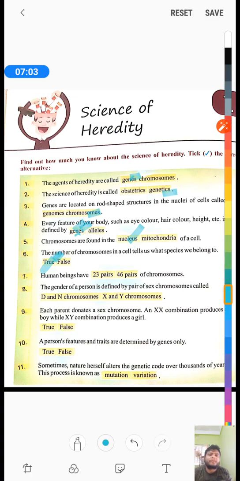True. Now, which is the correct one? I have just marked with blue. Okay, so please go for the blue one. Human beings have 23 pairs or 46 pairs of chromosomes.